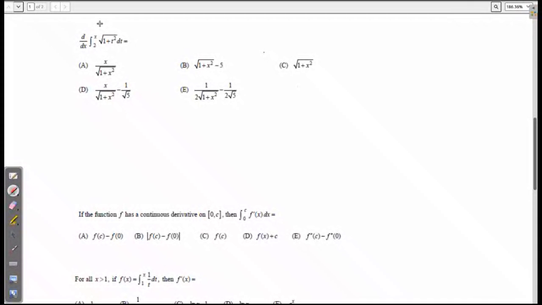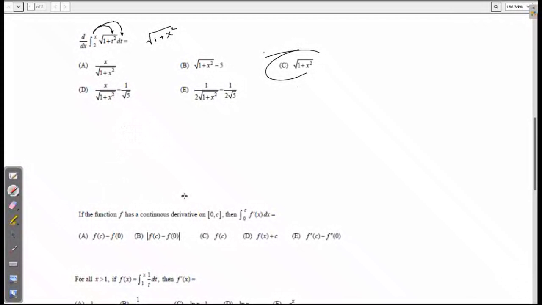What I want to do now is look at this. This is really a straightforward rendition of the Fundamental Theorem of Calculus. I'm taking the derivative of an antiderivative, so I'm going to substitute x into my function, and I'm going to substitute x into my differential, and I end up with radical 1 plus x squared. So that's easy. Not a problem at all.